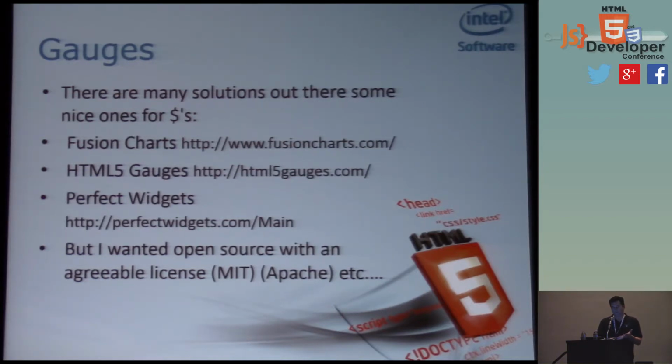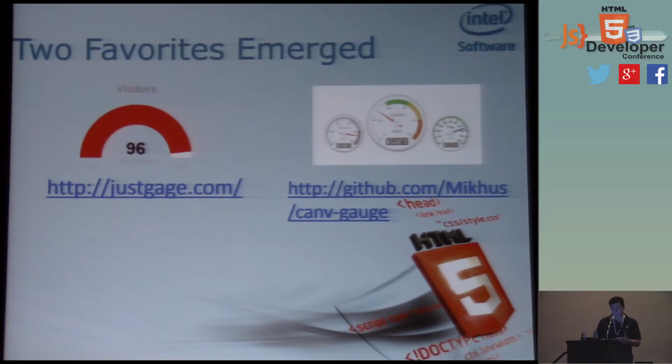There are some really cool pay-for ones out there. Internally, we actually use FusionCharts for our business analytics on software.intel.com. It's a great product, but it's pretty spendy. HTML5 gauges is pretty awesome, so is Perfect Widgets. But I wanted an open source solution, MIT or Apache license, something like that. So two favorites emerged, JustGage and Canvas Gauge. Both have nice licenses and both are very attractive.